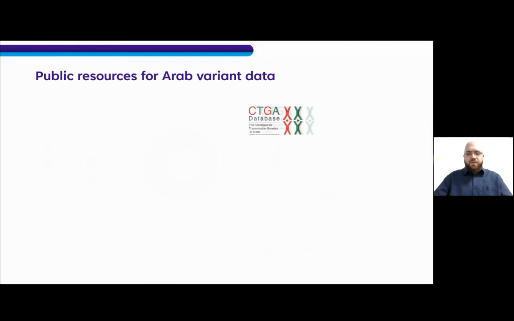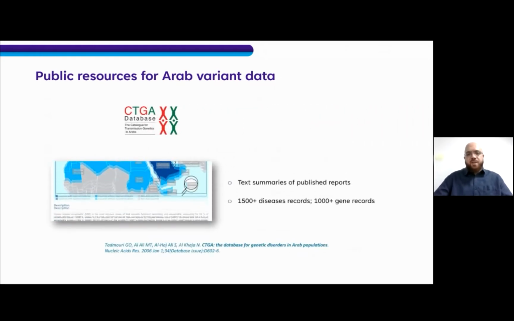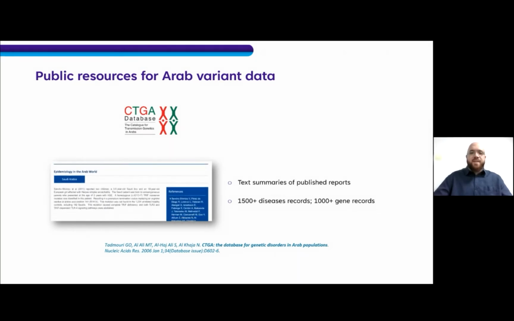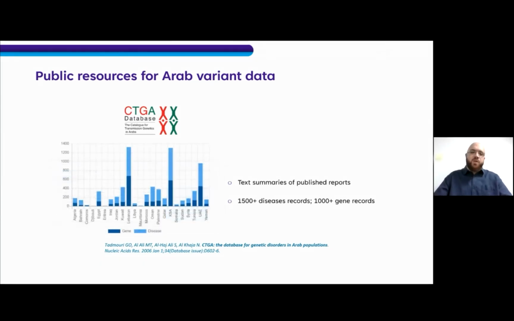So in 2005, CTGA launched as a public compendium of disorders in the Arab population, and the data was originally presented as text summaries of published clinical and variant information arranged by country and literature references, similar to how OMIM reports their main data. And following reviews of most of the GCC countries between 2005 and 2018, the database amassed over 2,500 records, and since 2018, we've cataloged roughly 1,000 more records.